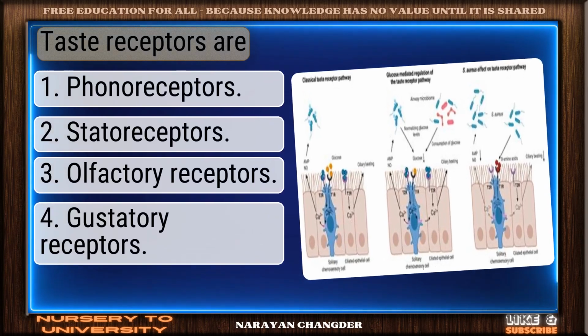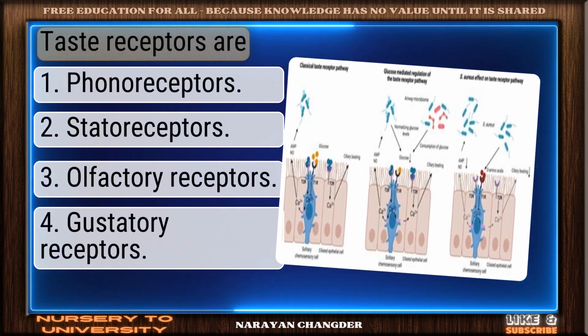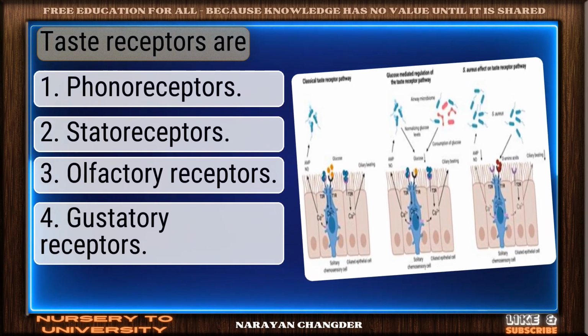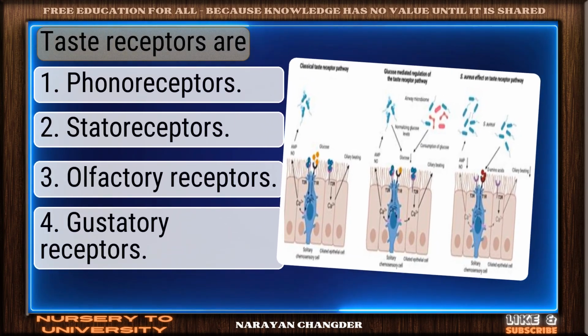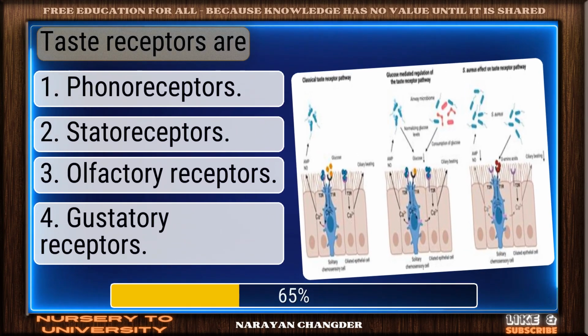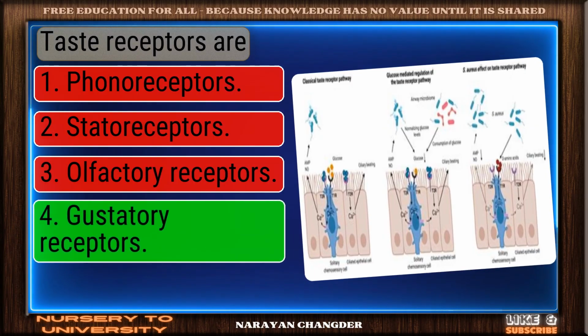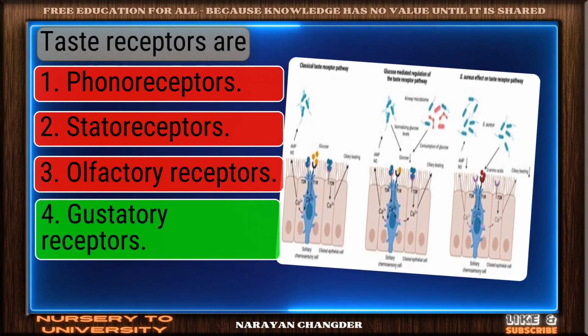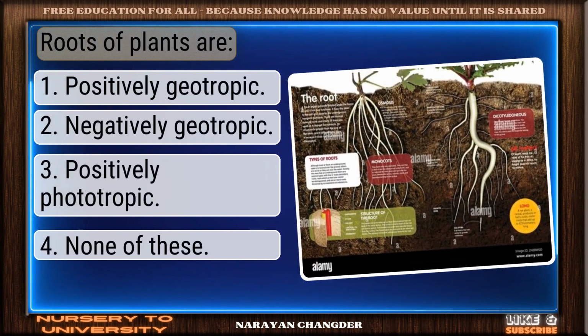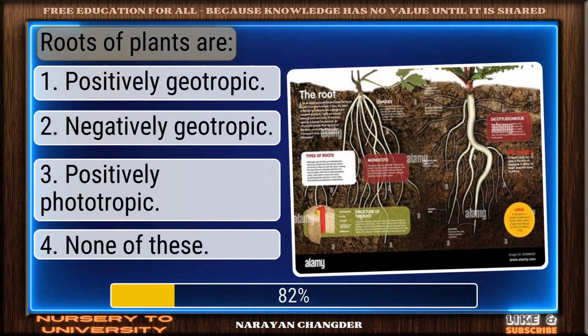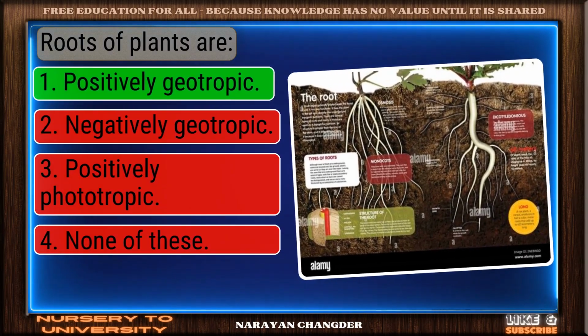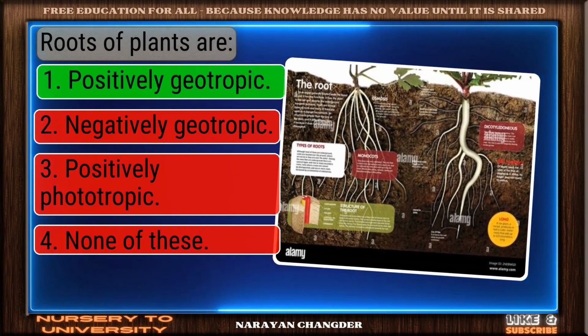Can you solve all these Class 10 Science Chapter 7 control and coordination questions? Taste receptors are... Well picked. Gustatory receptors is correct. Roots of plants are... Perfect. Positively geotropic is the one.